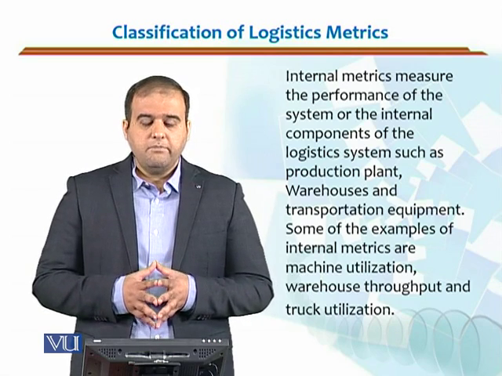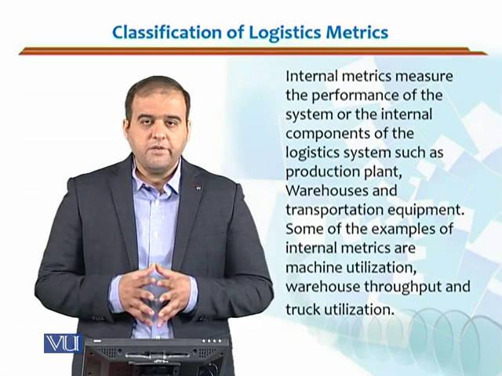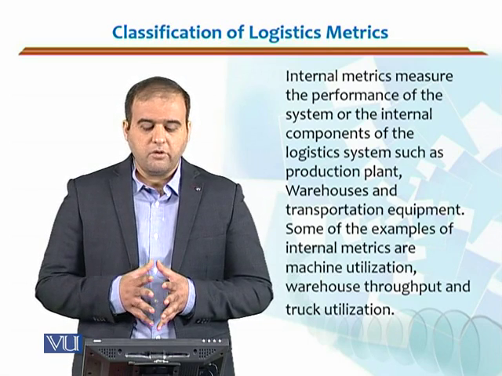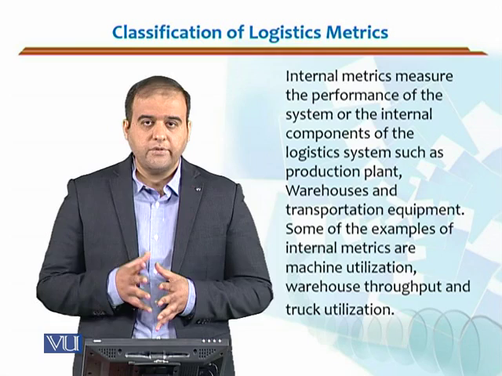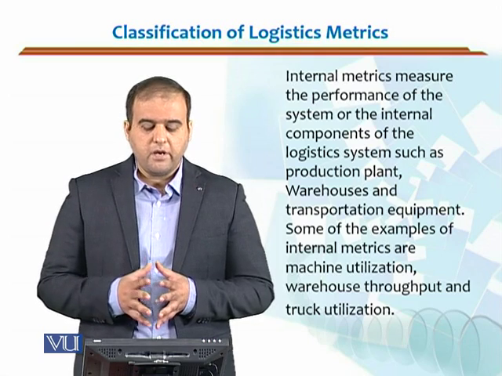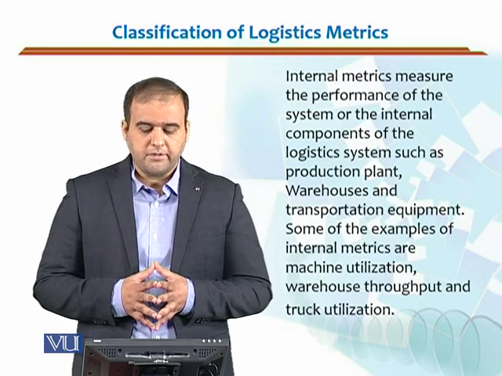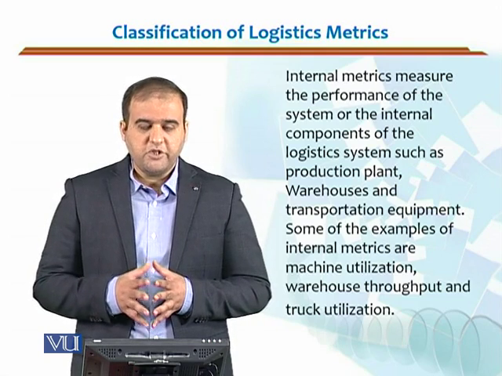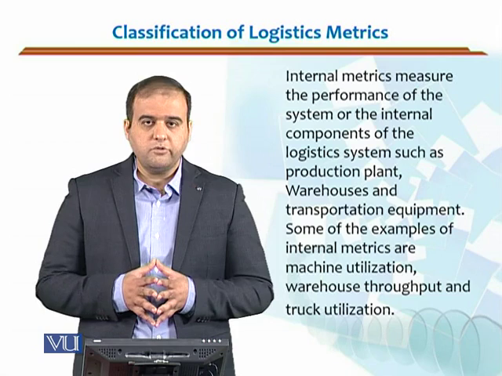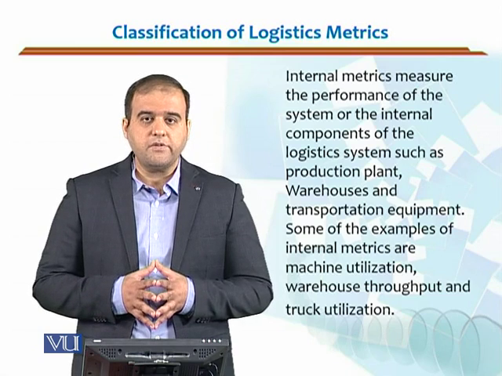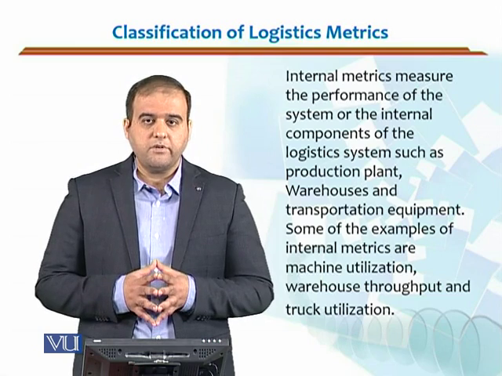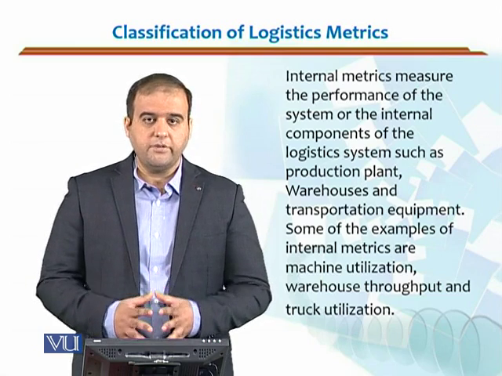There are internal metrics that measure the performance of the system or the internal components of the logistics system, such as production plants, warehouses, and transportation equipment. Some examples of internal metrics are machine utilization, warehouse throughput, and truck utilization. All of these types of logistic metrics would be called internal metrics.